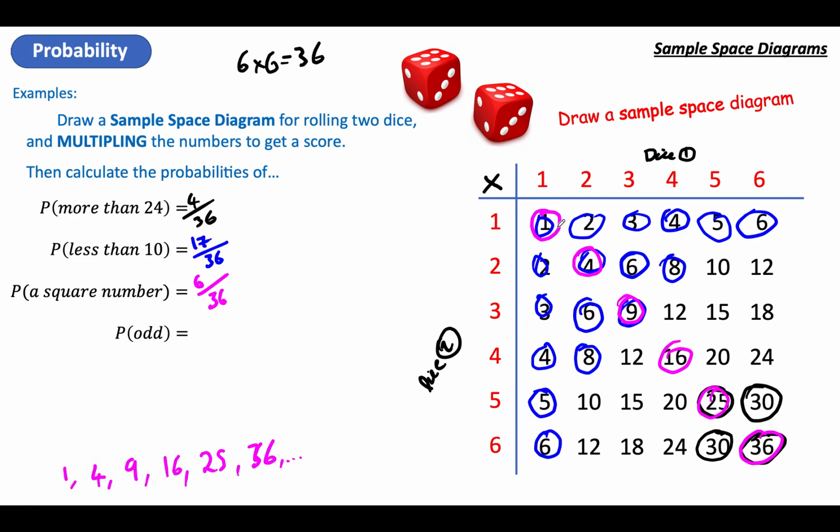Let's have a look. An odd number. Right. 1, 2, 3. None of that row. 4, 5, 6. None of that row. 7, 8, 9. And none of that row. There are 9 odd numbers out of 36. So it's actually more likely that you'll get an even number.